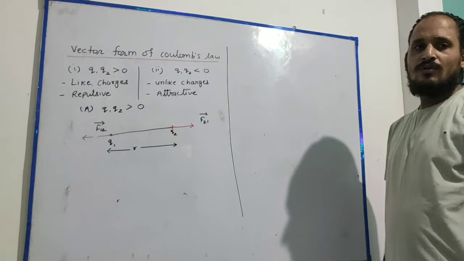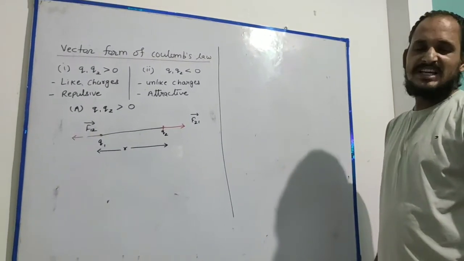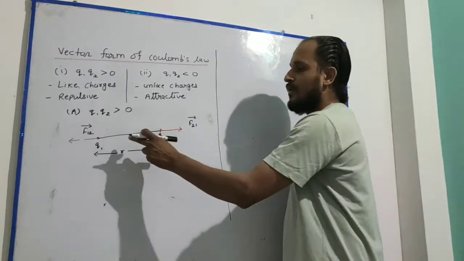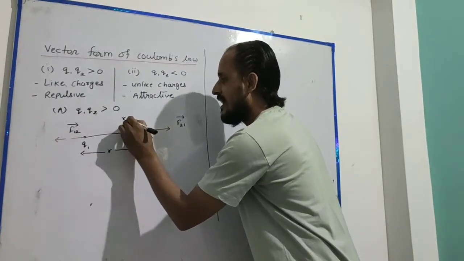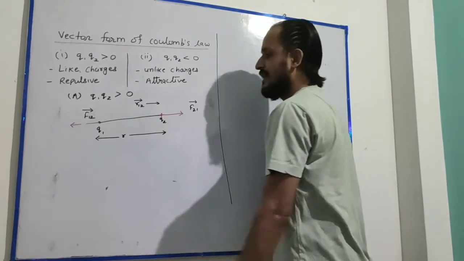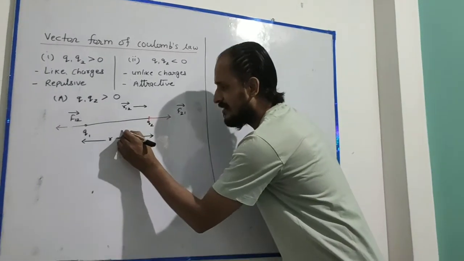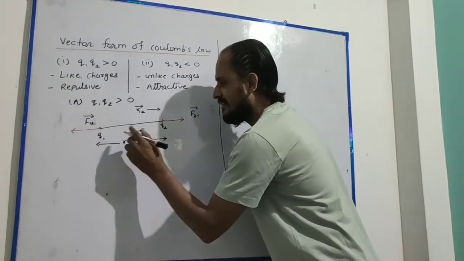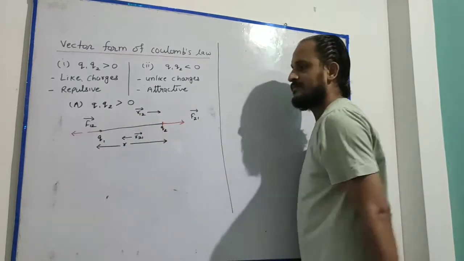Now, as we know, to express vector, we have to express displacement vector as well as unit vector. So, from charge 1 to 2, the displacement vector is R12 vector and its direction is from 1 to 2. What is the direction of displacement vector R21 vector? Its direction would be from charge 2 to 1.